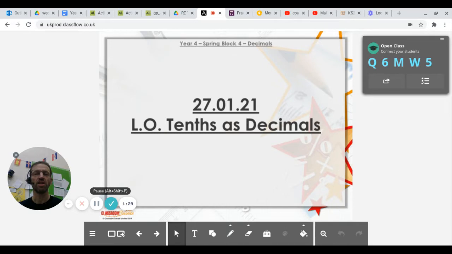And we're back in. This is the learning objective for today. Tenths as decimals. Tenths as decimals. So the date today, 27/01/21, and learning objective. Could you write those in your books now, please?